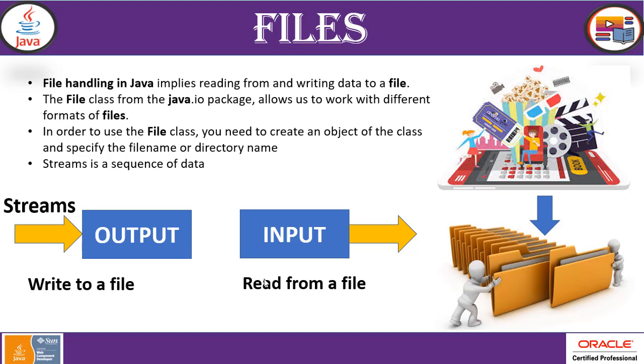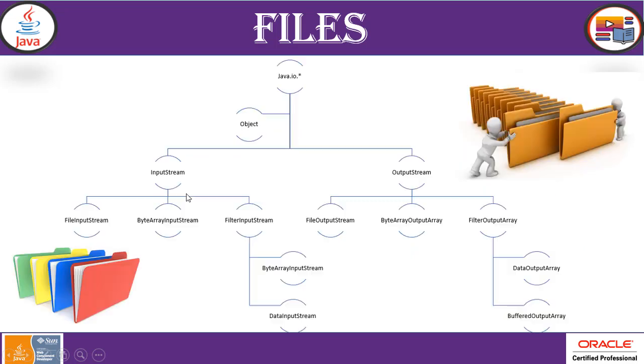Now let's take a look at how to create a file. Before that, let's see the hierarchy, how the IO package is structured. When we say the Java input-output package, that particular package is divided into two parts, input stream and output stream. That's what we have learned. In the case of input, we are reading a stream, and with an output stream we are writing a stream into a file.